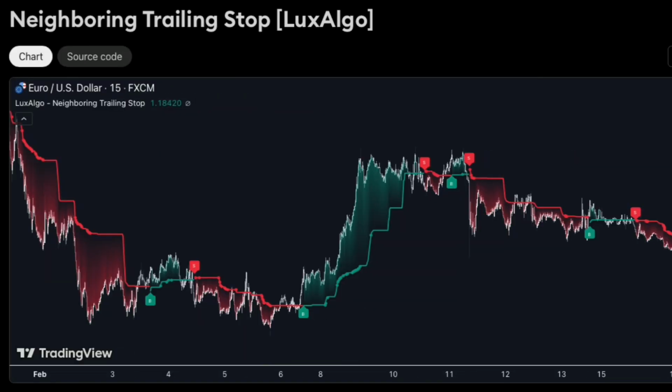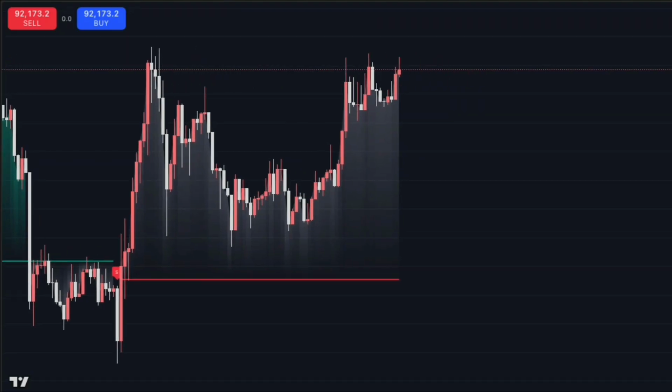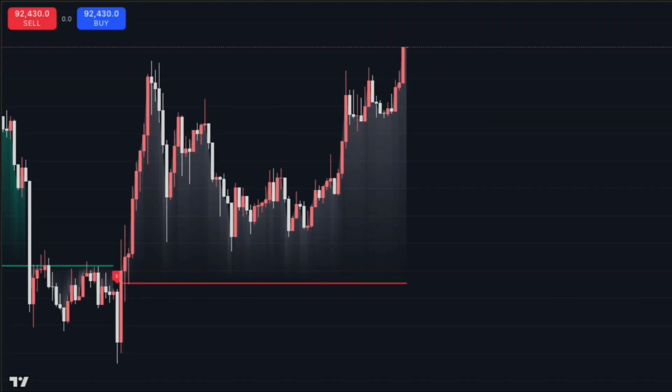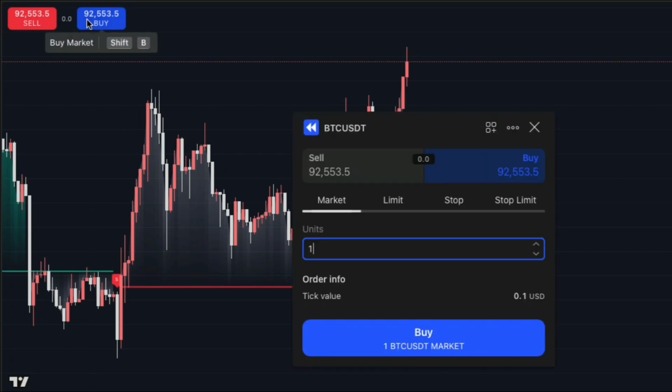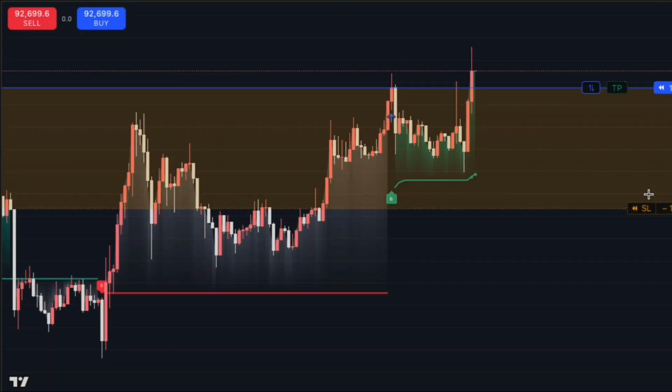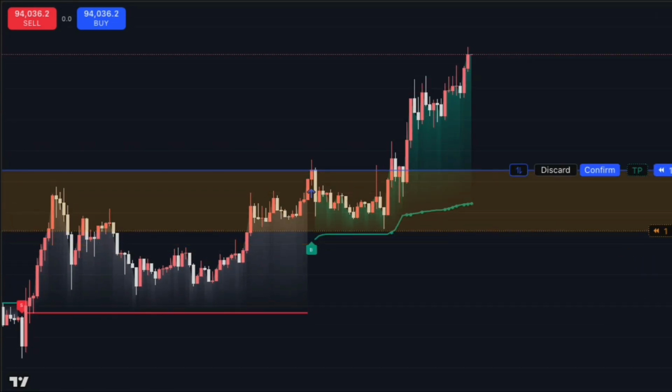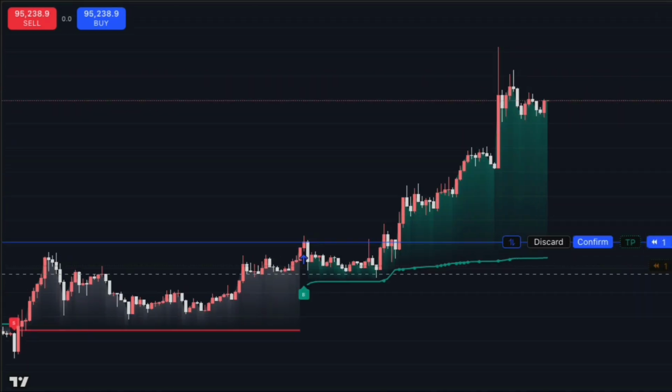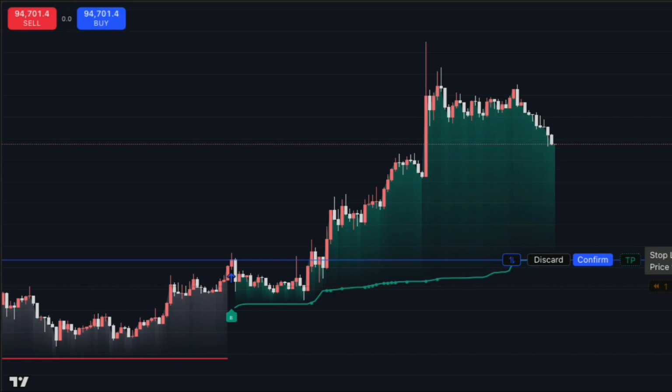Number 6, Neighboring Trailing Stop by Lux Algo. Stops are obvious, but smart stops are contextual. This tool places trailing stops that respect nearby liquidity and structure, not arbitrary ATR multiples. Best use case is to use it to protect profits while staying in real market structure. It's not just a stop, it's a flow-aware stop.